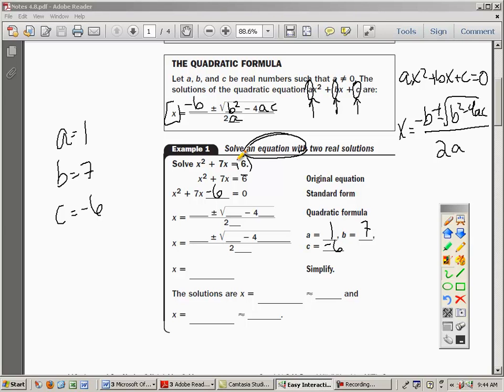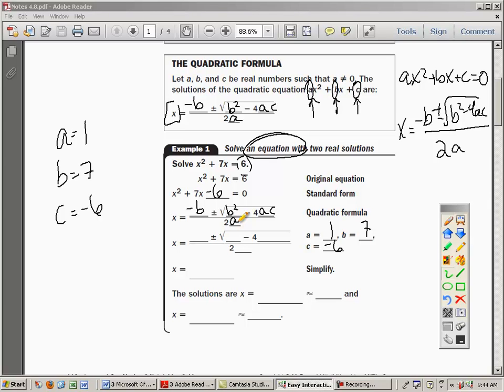We brought it over, it became -6. All right, so let's write the quadratic formula. X equals opposite b plus or minus the square root of b squared minus 4ac all over 2a. And now we're going to plug some numbers in.